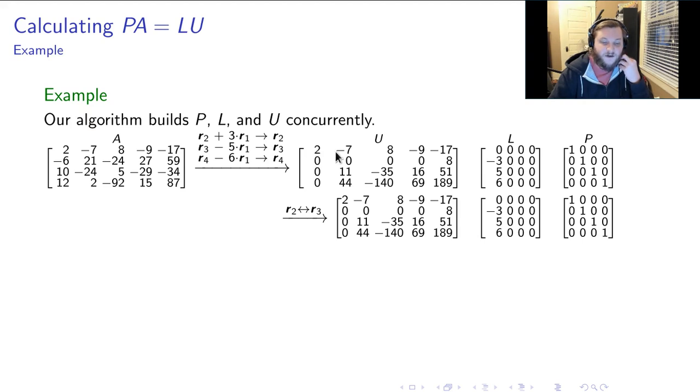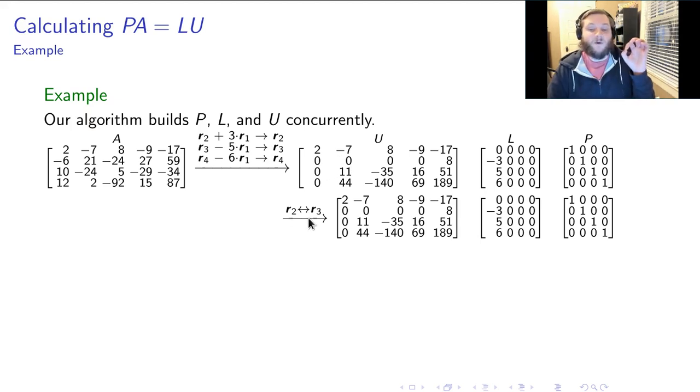So now I need to go right 1 and down 1 and look for my next pivot. Well, I have a 0 here, so I need to switch with the first available row that gets me a pivot, and that will be switching row 2 with row 3 to get an 11 as my new pivot. So the next step is to switch row 2 with row 3.